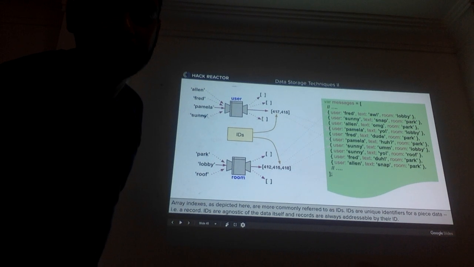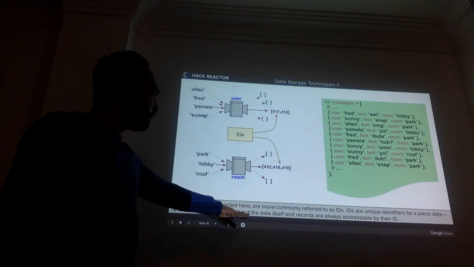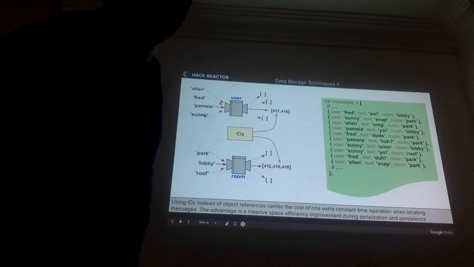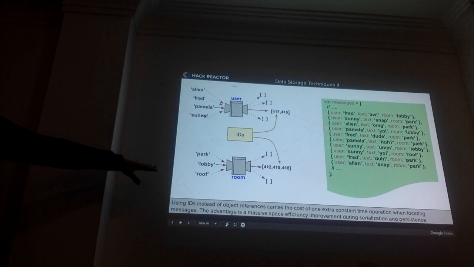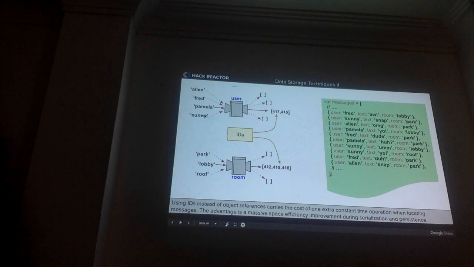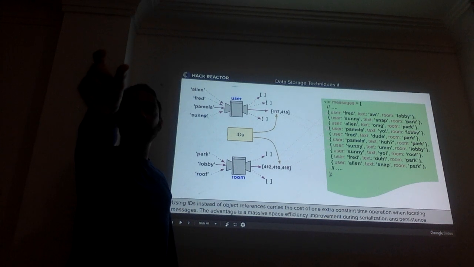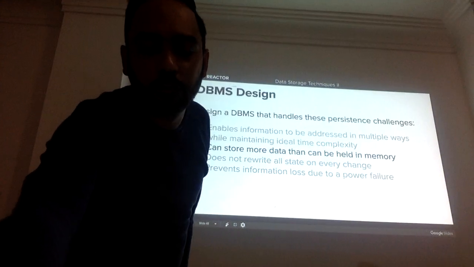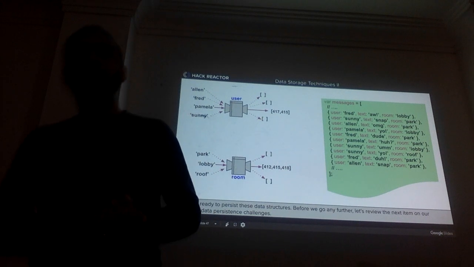So what we do here: IDs are agnostic of the data itself, and records are always addressable. Using IDs instead of object references, you don't need to use the object reference itself, which could be a memory location or some location on the hard disk. You just reference the ID itself, which is the array index, and that's it. That should be the solution instead of serializing the object itself.